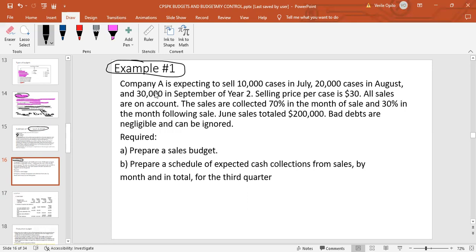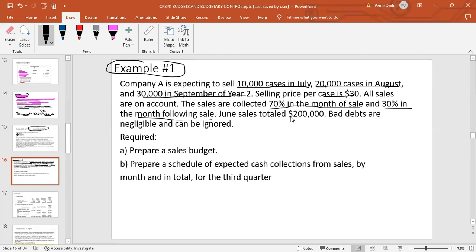So we have here a company. We are told that Company A is expecting to sell 10,000 cases in July, 20,000 cases in August, and 30,000 cases in September of year 2. The selling price per case is $30 each, and all sales are on account. The sales are collected 70% in the month of the sale and 30% in the month following the sale.